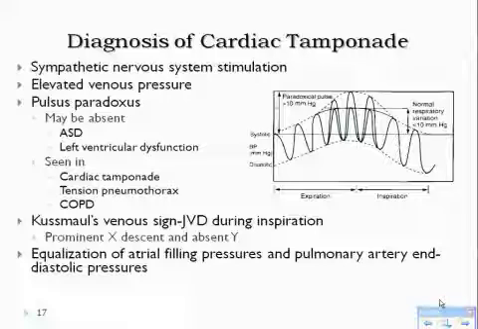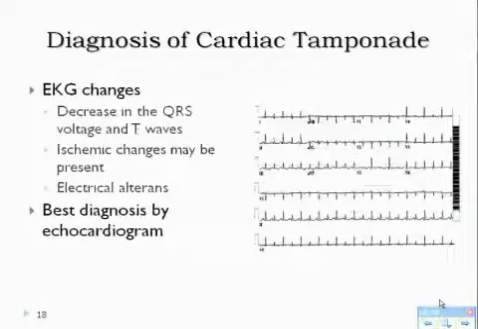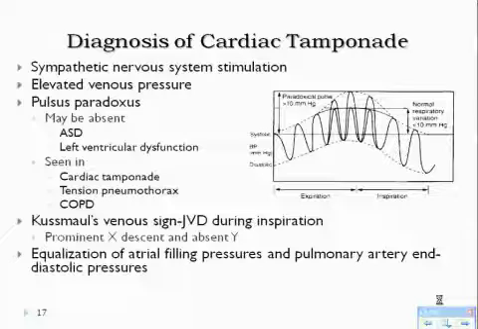Okay? The other thing you'll see is a Kussmaul's venous sign, which is JVD during inspiration. You get a prominent, sorry, it didn't show up. I don't know why it didn't. Okay. I had it in here. Anyways, you get a prominent X descent and a Y descent. You get the equalization of the atrial filling pressures. Okay, that's what I was talking about, in pulmonary artery and diastolic pressures.